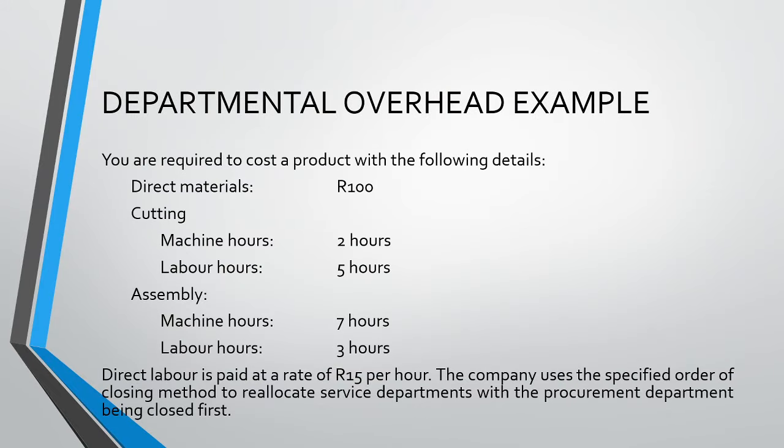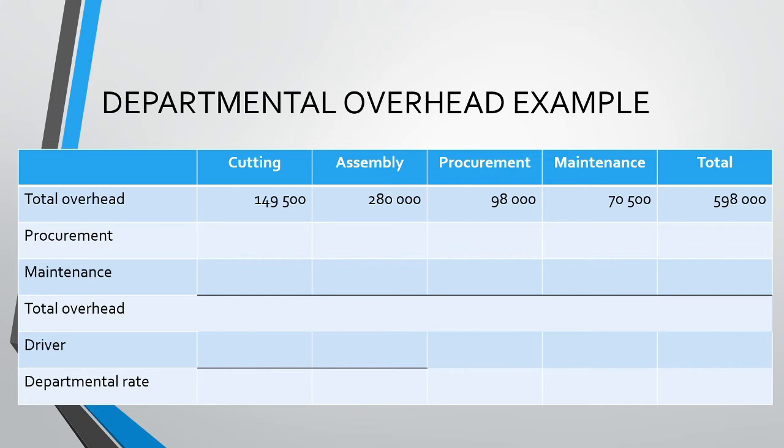We are then provided with the required where we need to value this product. Notice at the end, it tells us that we need to apply the specified order of closing method, allocating out the procurement department first. Now remember that in video 3 of the series, we allocated out the overheads to the various departments. If you can't remember how we arrived at the numbers on screen, please go back and watch the video on allocating overheads to the departments.